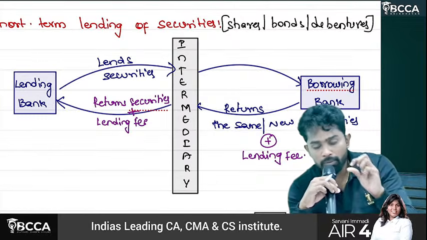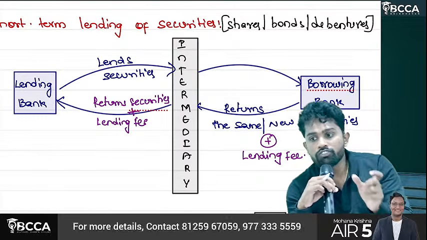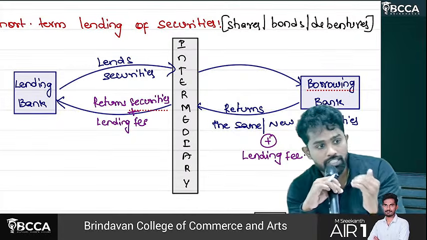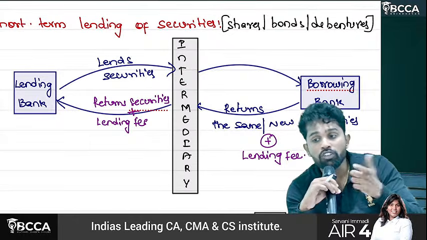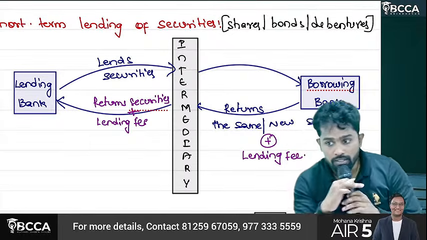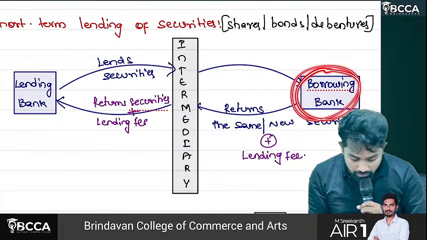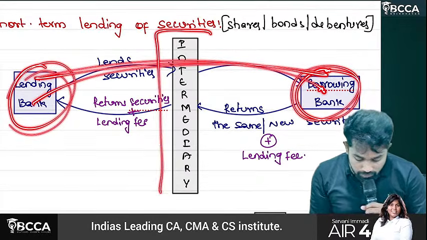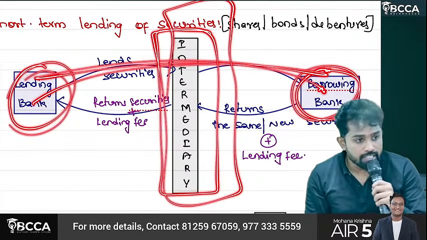But a particular bank, on one fortnight, has a shortfall of the percentage which they have to maintain. So to fulfill that shortfall, what can they do? They can borrow securities from some other bank. So this is the borrowing bank. It will take securities from the lending bank. All this will be mediated through an intermediary.